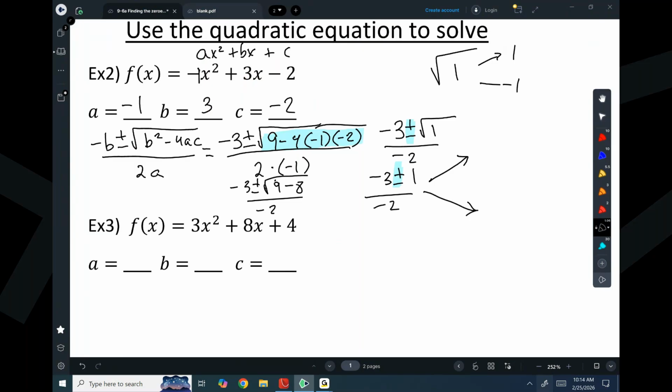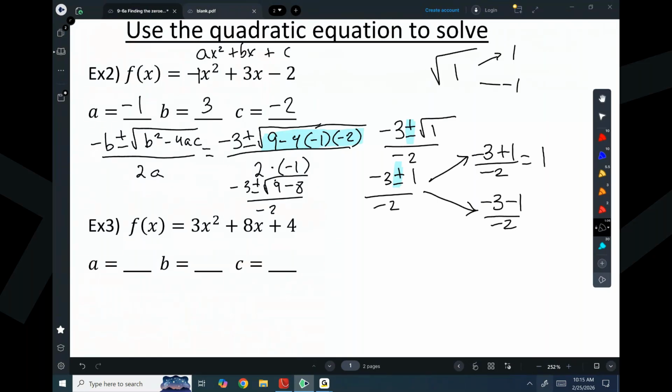So what are we going to write? Negative 3 plus 1 over negative 2, and negative 3 minus 1 over negative 2. And then just do the math. What's negative 3 plus 1? Negative 2. What's negative 2 divided by negative 2? So one of the answers is 1.